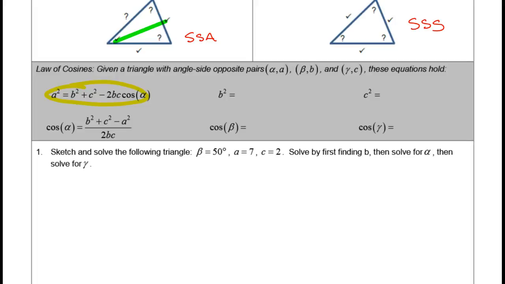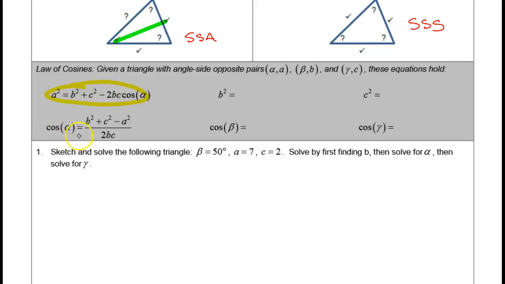What I want you to recognize is that if I were to cross out the last term of this equation, hopefully you'd see that it looks a lot like the Pythagorean Theorem. In fact, it is a lot like the Pythagorean Theorem. It's the general case. It can be used for any triangle, not just right triangles. If alpha was a 90-degree angle, then the cosine term would be 0, and it would look just like the Pythagorean Theorem.